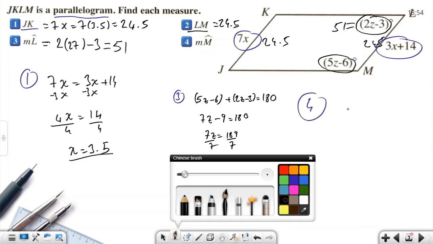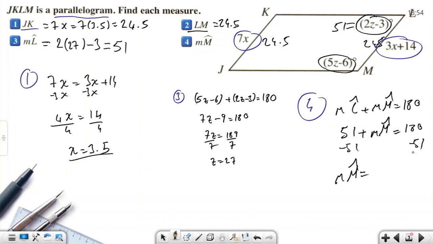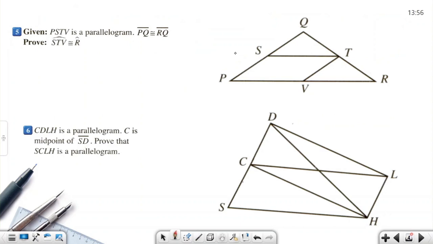I'm not going to use this given algebraic expression. Why? If I know the measure of L, the measure of L plus the measure of M must equal 180. So 51 plus the measure of M equals 180, minus 51, minus 51. Measure of angle M equals 129 degrees. I forgot the degrees here, sorry. So that's how we use properties of a parallelogram.